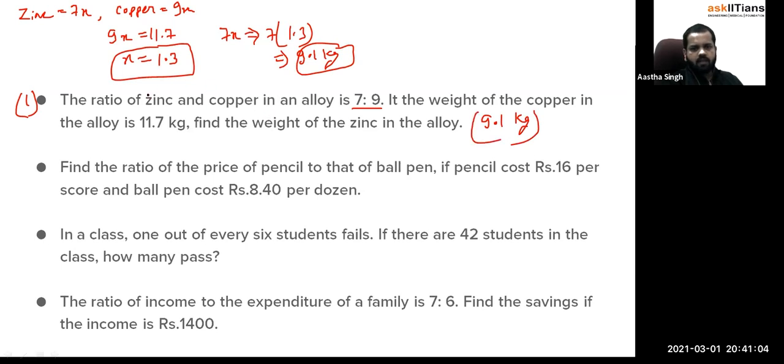I think the concept is clear. The ratio between zinc and copper was given as 7:9. The weight of the copper is 11.7. It means 9x is equal to 11.7. Find the weight of zinc. Zinc will be 7x, which is 9.1 kg. Okay, the second question is very easy, and a good question also, right? I think the first question is clear to you. Second question, try to do it yourself first. Then see the solution, how I'm doing it.